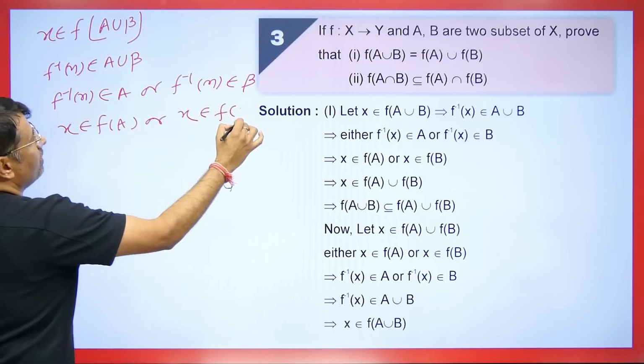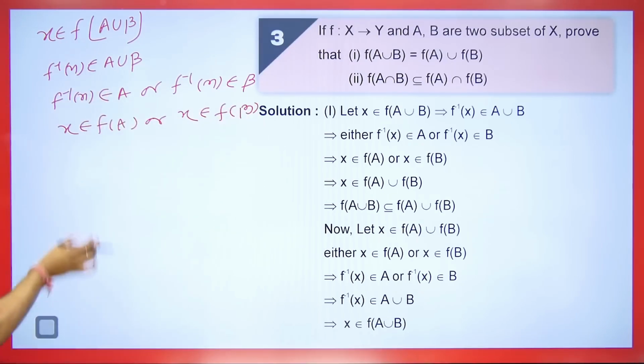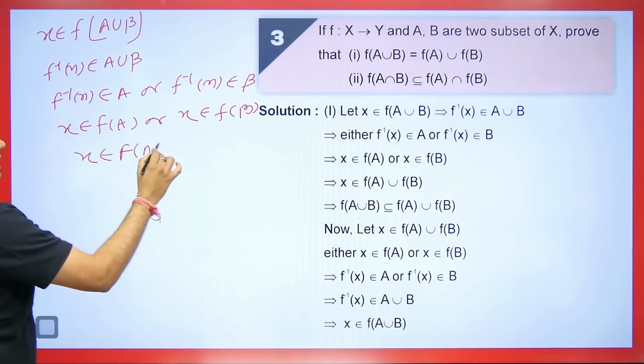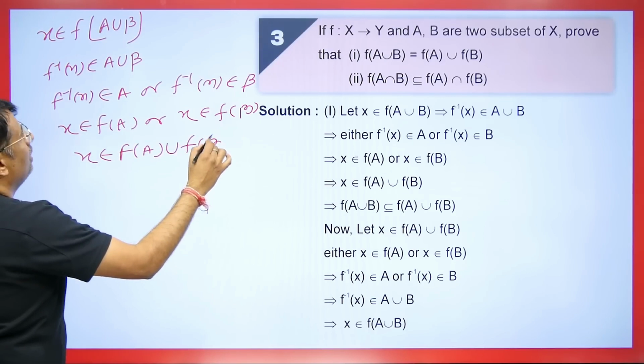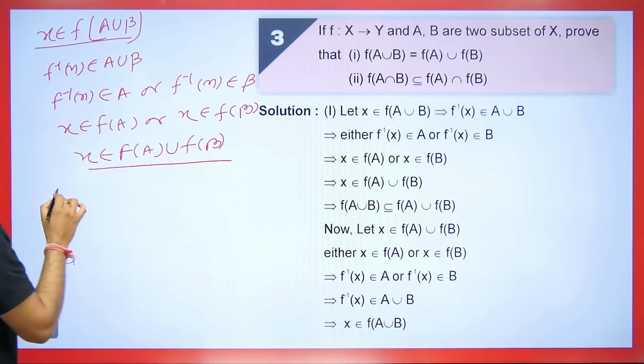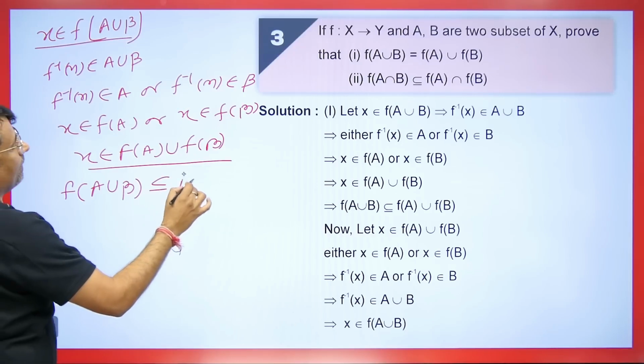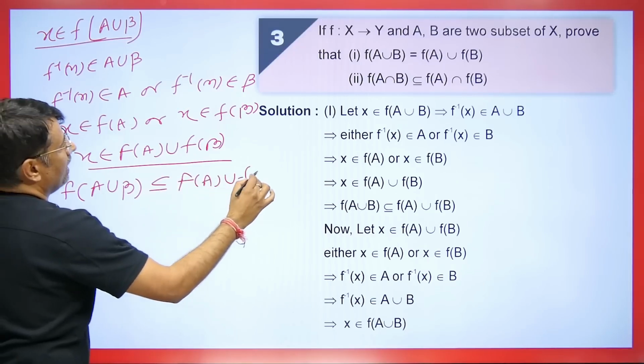It will be f⁻¹(B). So this f goes back to the other side again. So if x belongs to this, then what will happen to x, students? It will go to f(A) union f(B). If I now take x and bring it to this side, then what does this mean? Listen, this means that f(A ∪ B) will be a subset of f(A) ∪ f(B).